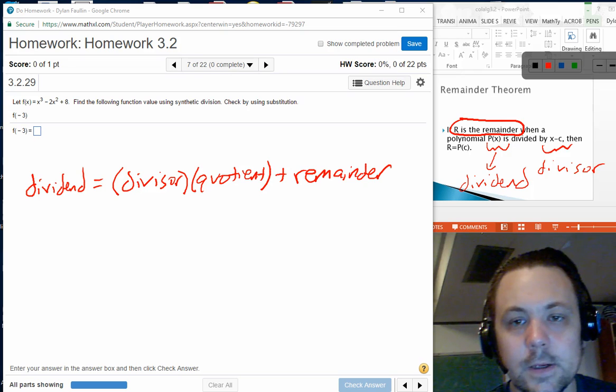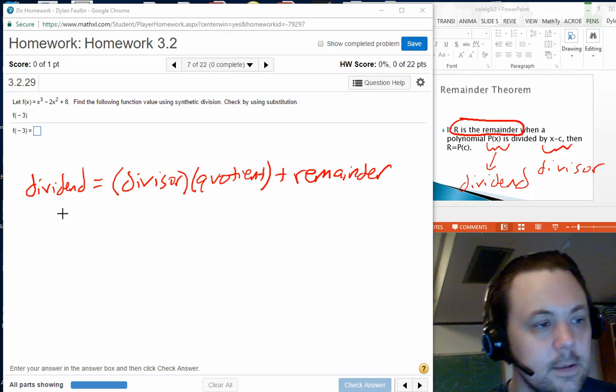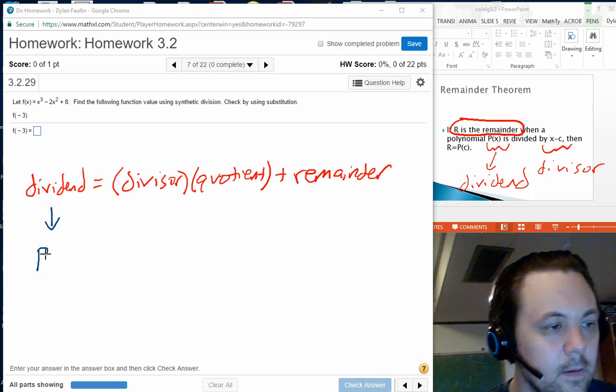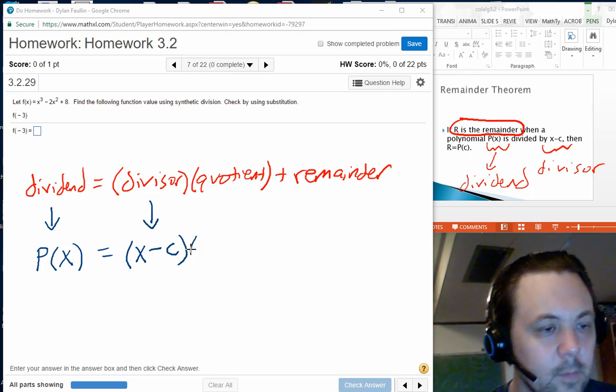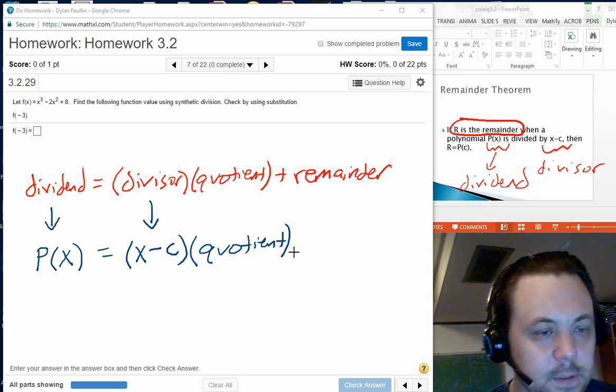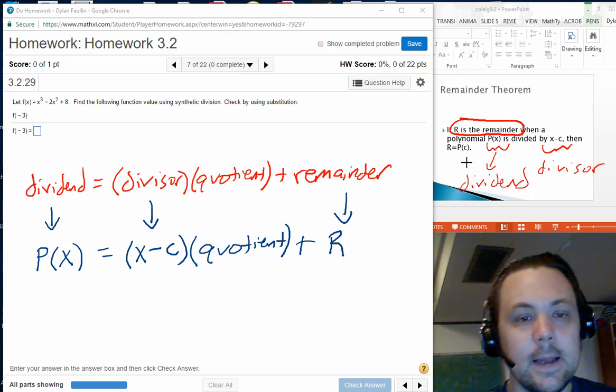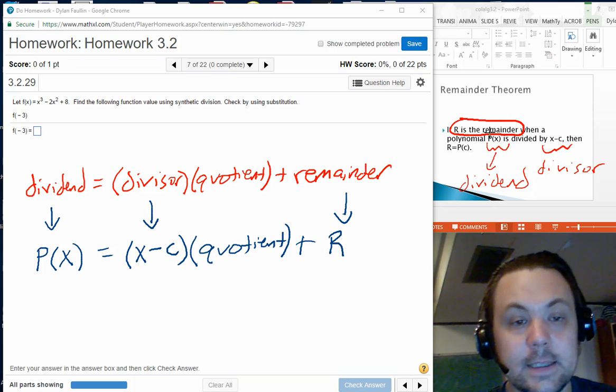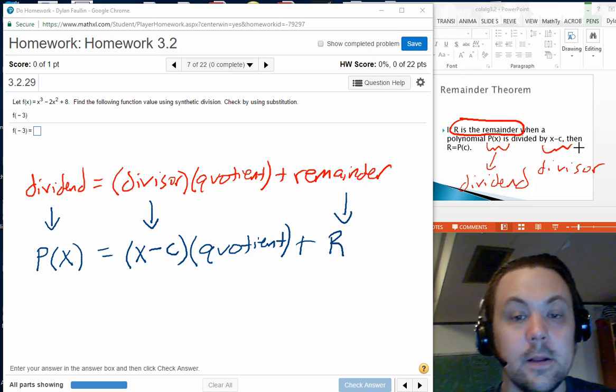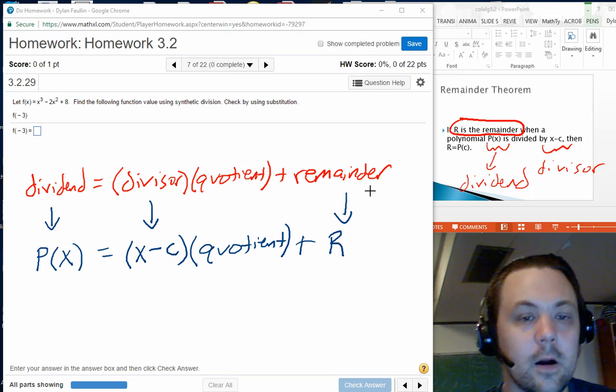So the dividend, p of x, equals the divisor, which is x minus c, the thing we're dividing by. The quotient is the only thing that's not referenced in this theorem, so we'll just leave it as quotient, plus the remainder, which they want to call capital R just for simplicity, I suppose. So that's the setup, right? That's the if part of this theorem. The conclusion is that then R is equal to p of c.